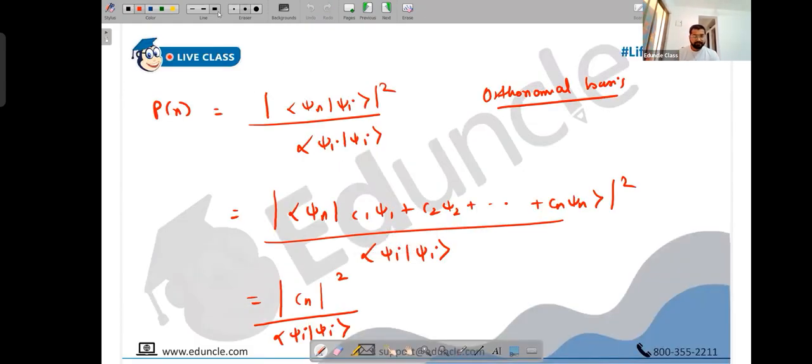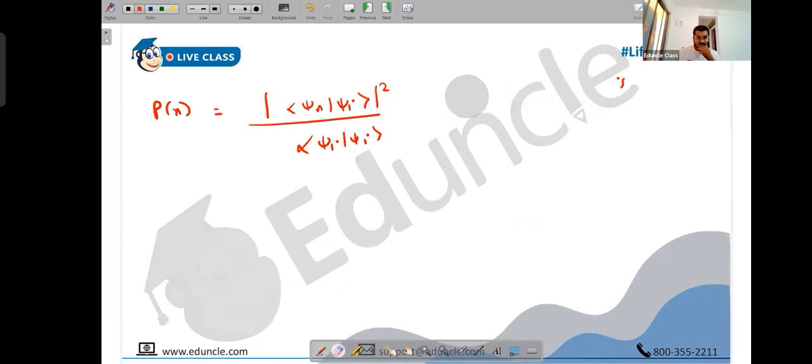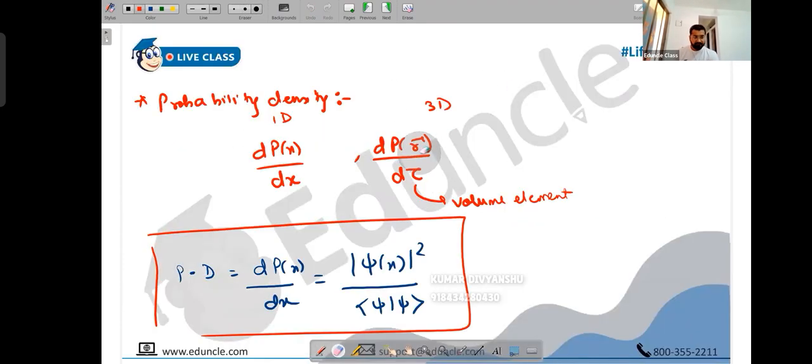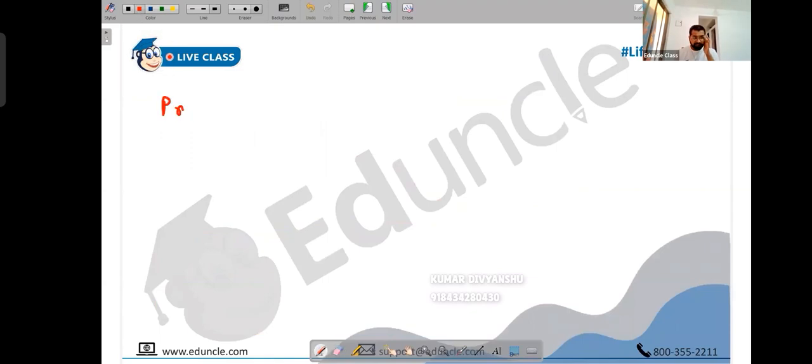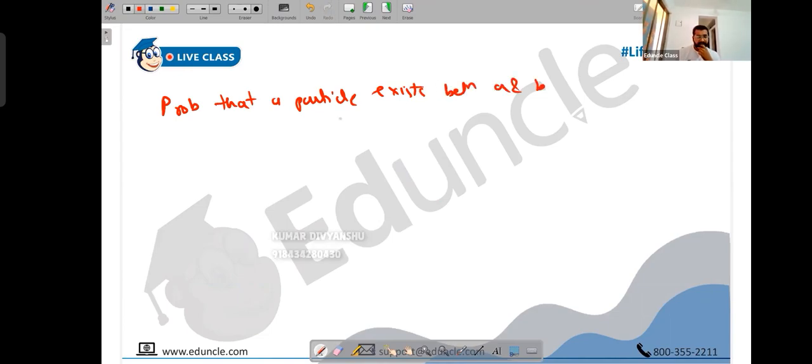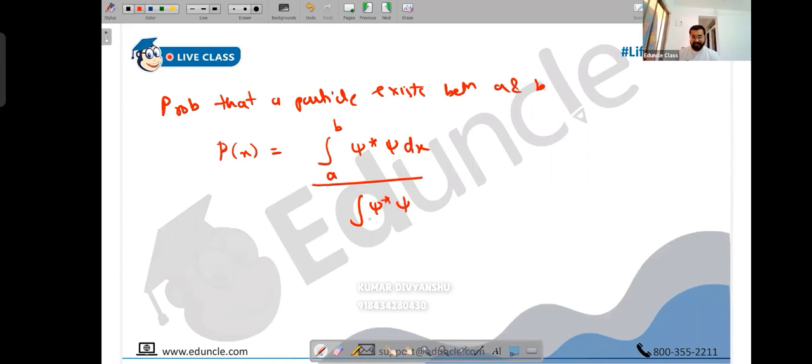Let's do one thing. This is not required. And here, this definition is fine. So we have learned the probability that a particle exists between A and B. That's basically P of x. So this is the integration from A to B of psi star psi dx upon the integration of psi star psi over all space, depending on what you have been given. This value is usually 1 if psi is normalized, so the denominator becomes 1 in that case. This we have written before, earlier in the very first class of this particular chapter.